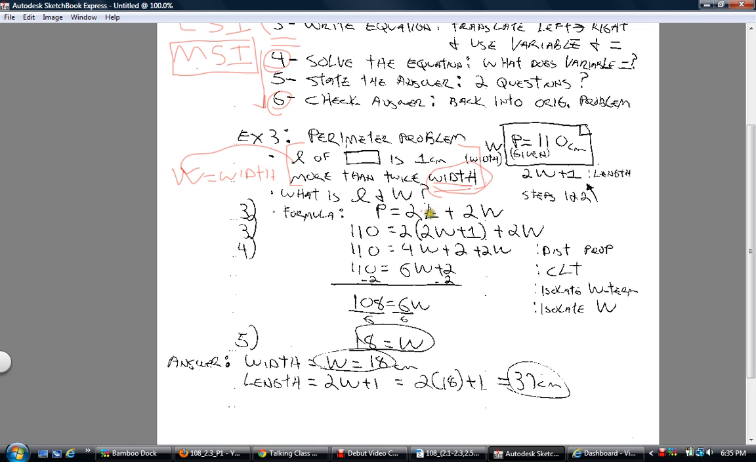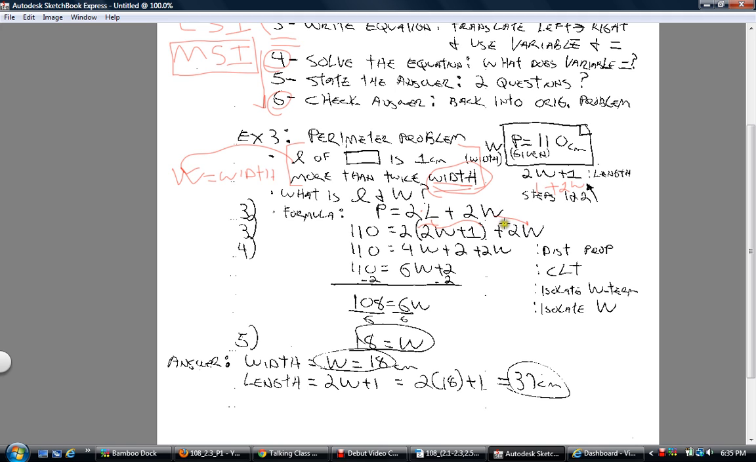Don't know anything about the length except what? It is 1 centimeter more than twice the width. Does this algebraic expression represent the length? So think about that. 1 more, that means addition, 2 times the width. Now I wrote it 2W plus 1. Could I have written 1 plus 2W? Hopefully you said yes, because addition is commutative. The order does not matter. Okay, so instead of putting length, you're going to substitute 2 times the width plus 1.